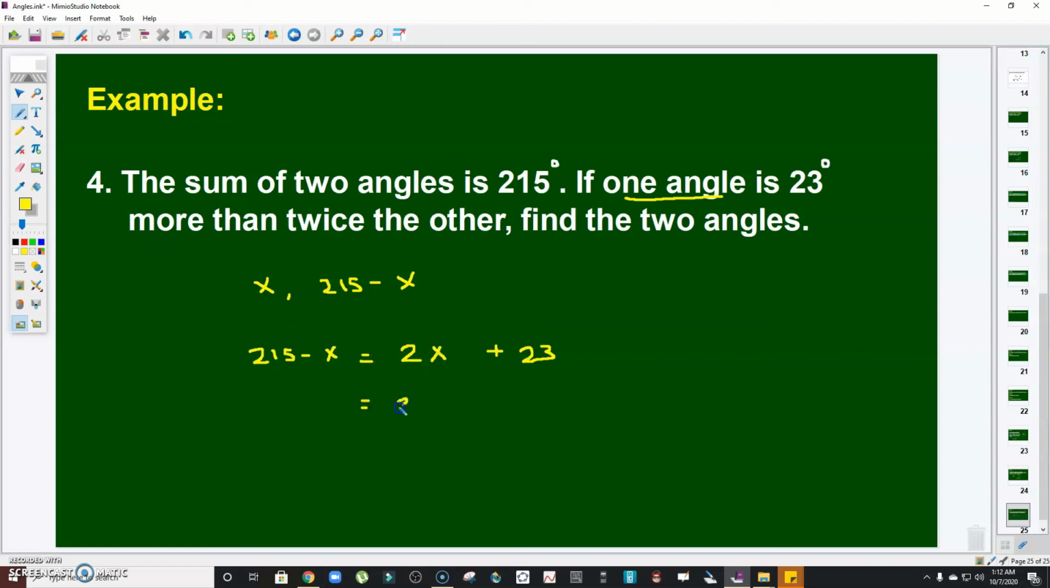So, combining all x, so I'm going to have 3x here. Then, 215 minus 23 is 192. And clearly, divide ko siya ng 3. Okay, so that will be 64. See that? Okay, so what are the two angles? So, the first one is 64. So, 215 minus 64, this will be the second angle. Okay, so 215 minus 64, that is 151 degrees.